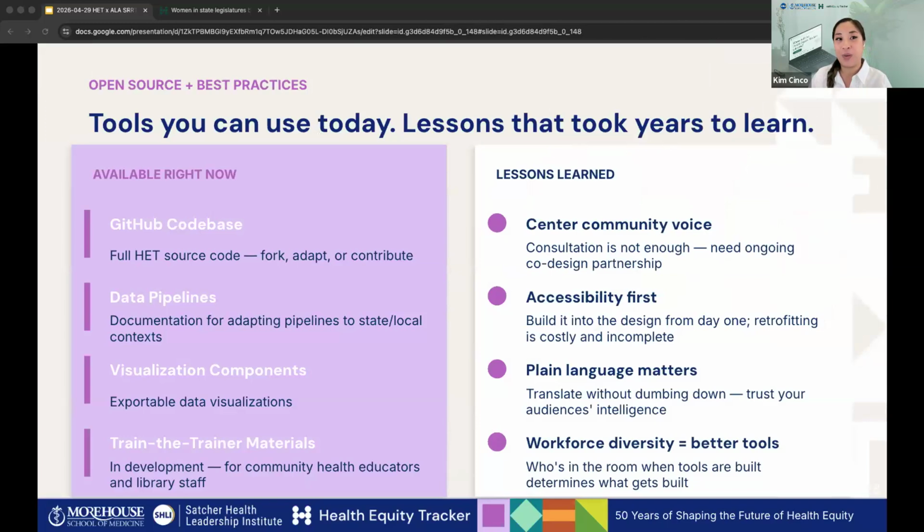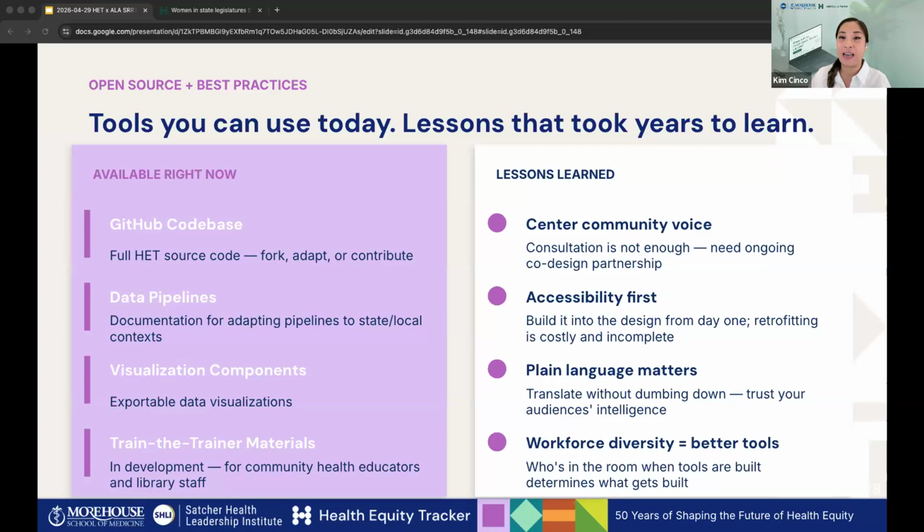The full HET codebase is on GitHub under the Satcher Institute organization. The data pipelines are documented for adaptation to state and local contexts. The visualization components can be exported to other websites and applications, and we're actively developing train the trainer material specifically for community health educators and library staff.